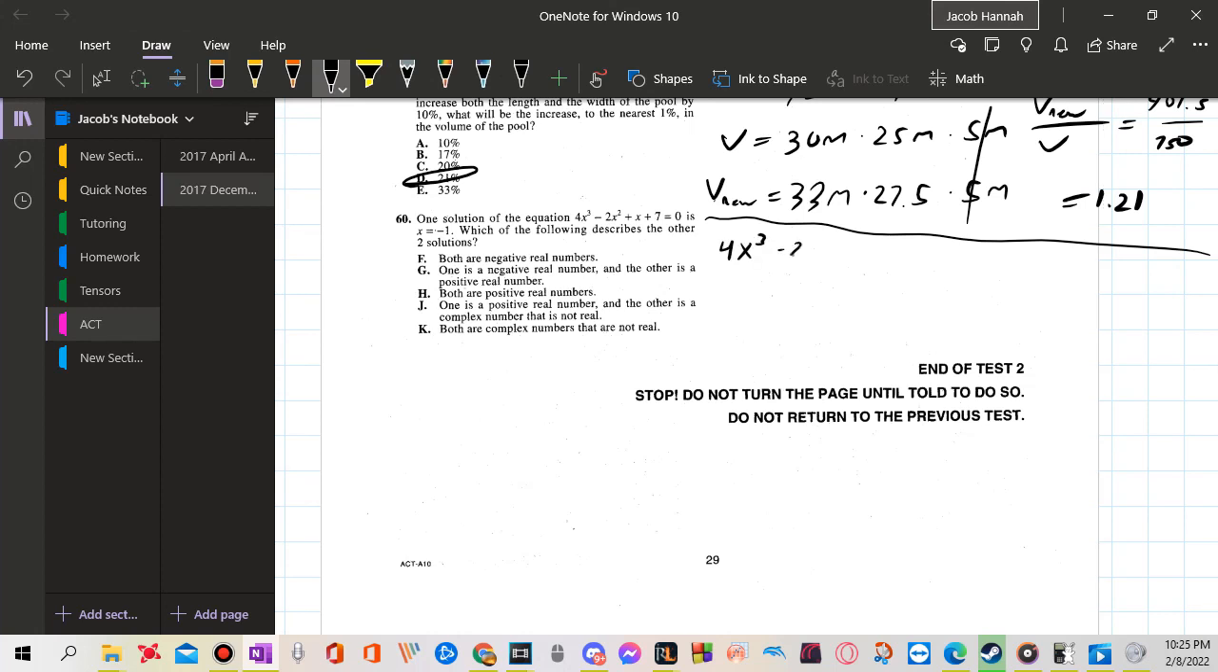4x cubed minus 2x squared plus x plus 7 equals 0. So you're going to find the factors of 7. You can get 7 from 1 times 7, or -1 times -7. So the factors are going to be 1, 7, -1, and -7.